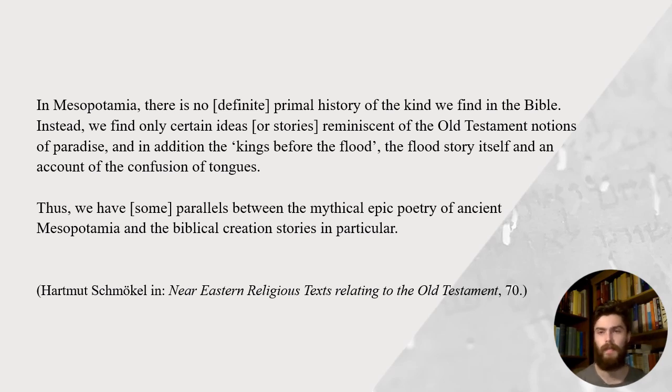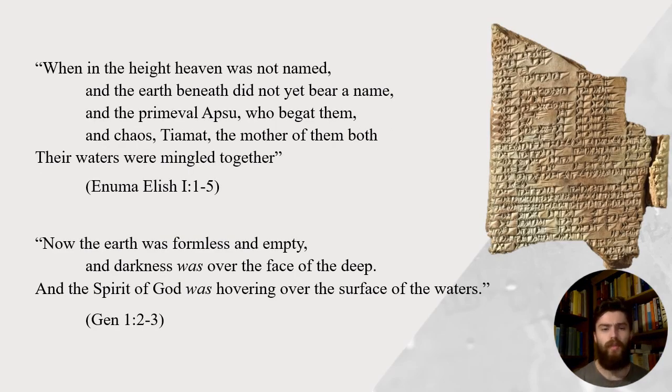in the way that we could draw upon a set tradition in Genesis. In the Enuma Elish, for example, it says that when in the height of heaven was not named, and the earth beneath did not yet bear a name, the primeval Apsu and chaos Tiamat, the mother of both, their waters were mingled together. What we have here is similar to the understanding of Genesis 1:2-3, where the earth is formless and empty, so there's no name, there's no form given. Darkness is over the face of the deep, and the Spirit of God is hovering over the waters.